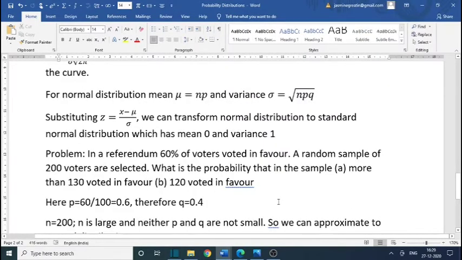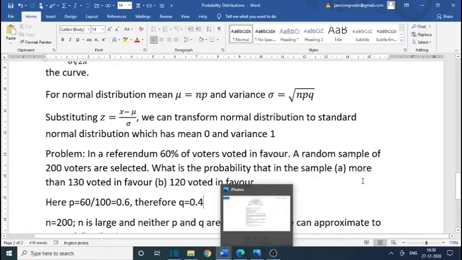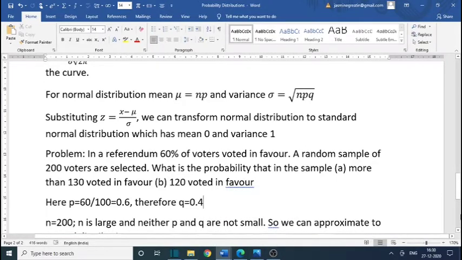Now we have one problem which converts the binomial distribution to normal distribution. And the first problem is, in a referendum 60% of voters voted in favor. A random sample of 200 voters are selected. What is the probability that in the sample more than 130 voted in favor, and exactly 120 voted in favor?